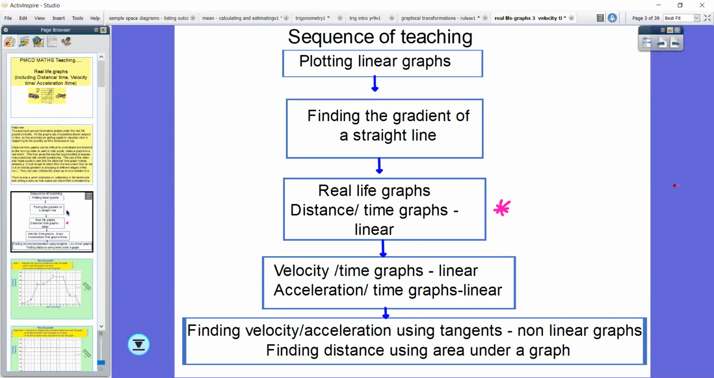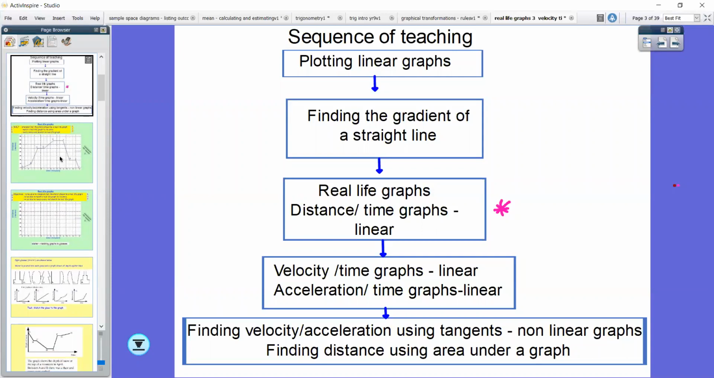Obviously, this preempts work on non-linear graphs, non-linear travel graphs with velocity, acceleration, finding velocity and acceleration using tangents from either velocity time graphs or distance time graphs or displacement time graphs, if we're going to be more precise.